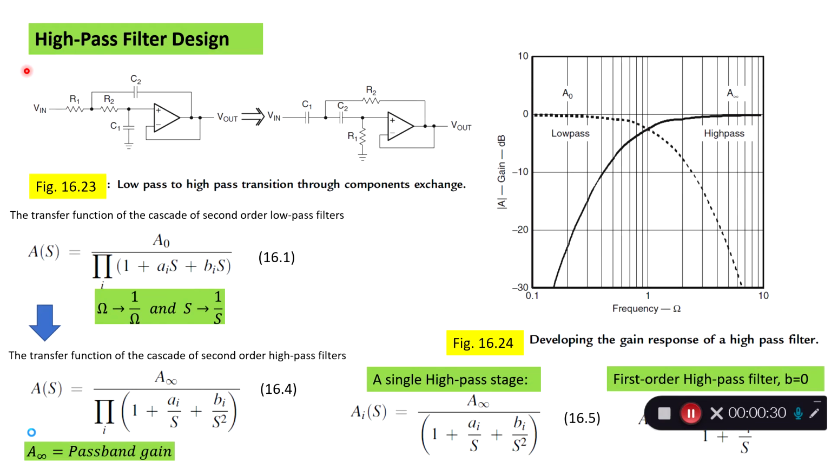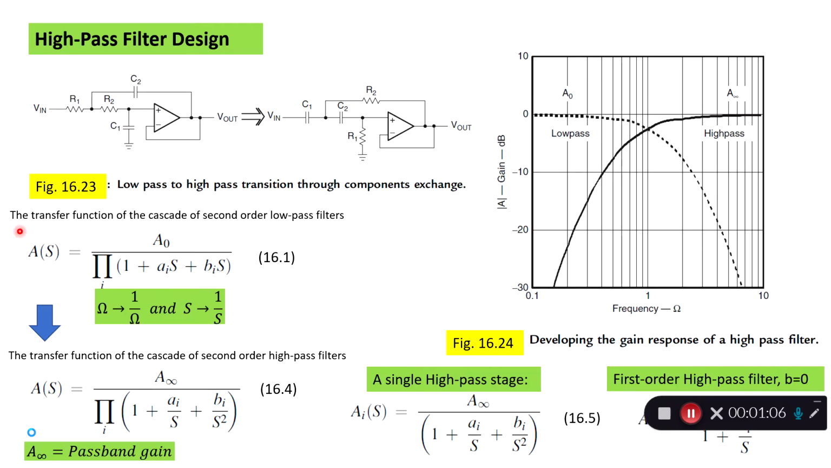How to transform a low pass into a high pass filter. The thing is that we exchange the components. So where R1 would be in the low pass, we will have C1. Where R2 in the low pass, we will have C2. And where we had C2 in the low pass, we will have R2. And where we had C1, we will have now R1. So this is the direct transition.